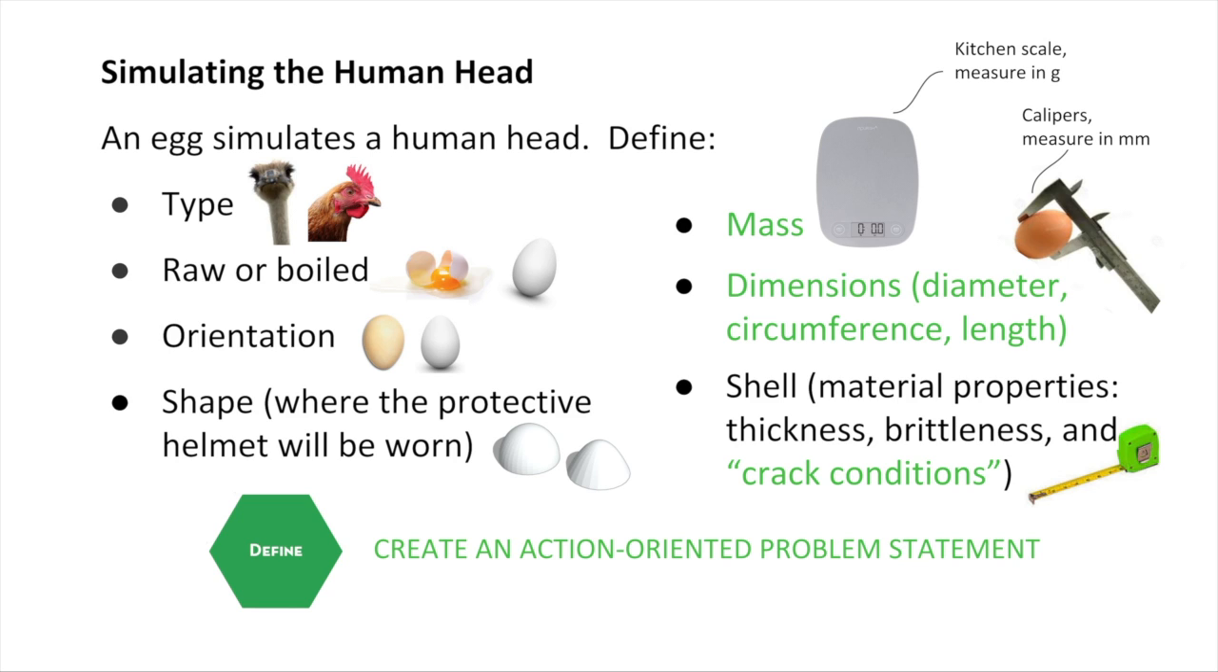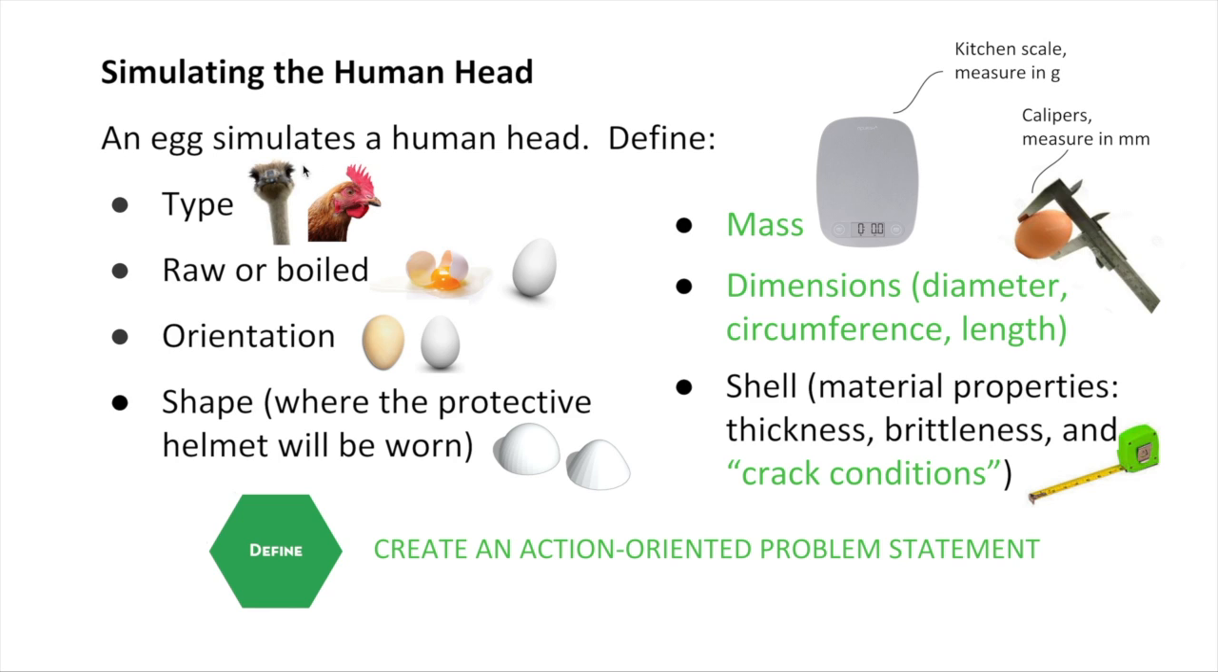So in this project, we are concerning ourselves with developing a protective device for the human head in order to prevent, minimize, eliminate traumatic head or brain injury. But we're obviously not going to be using real human heads. We're going to be simulating the human head. So an egg will simulate the human head in this project. But we need to define many different components of this.